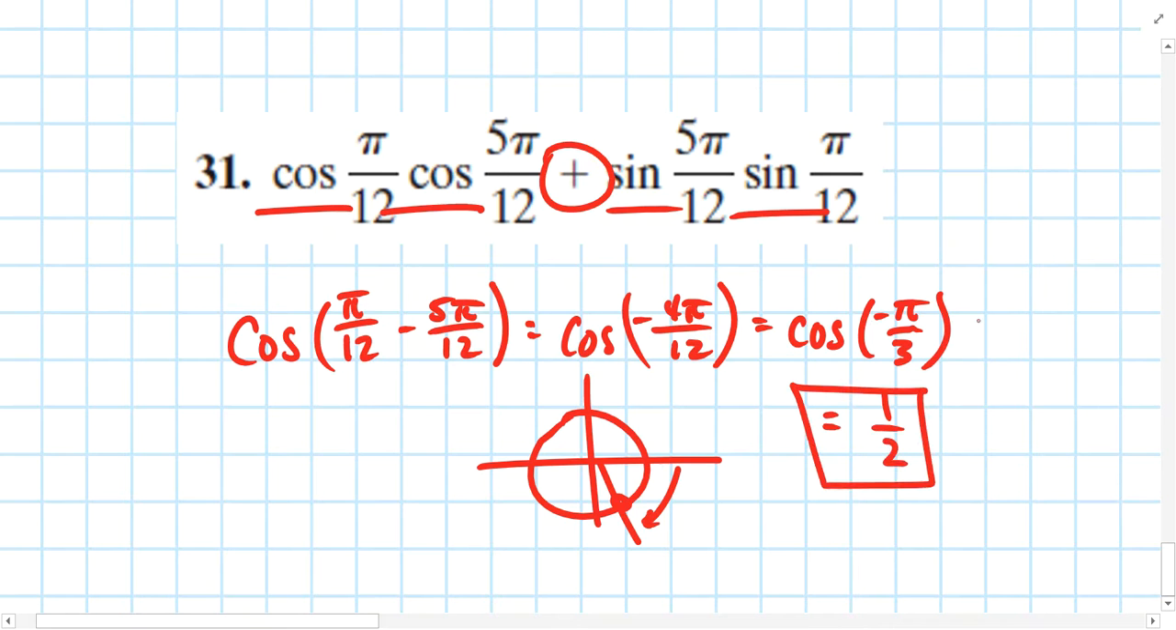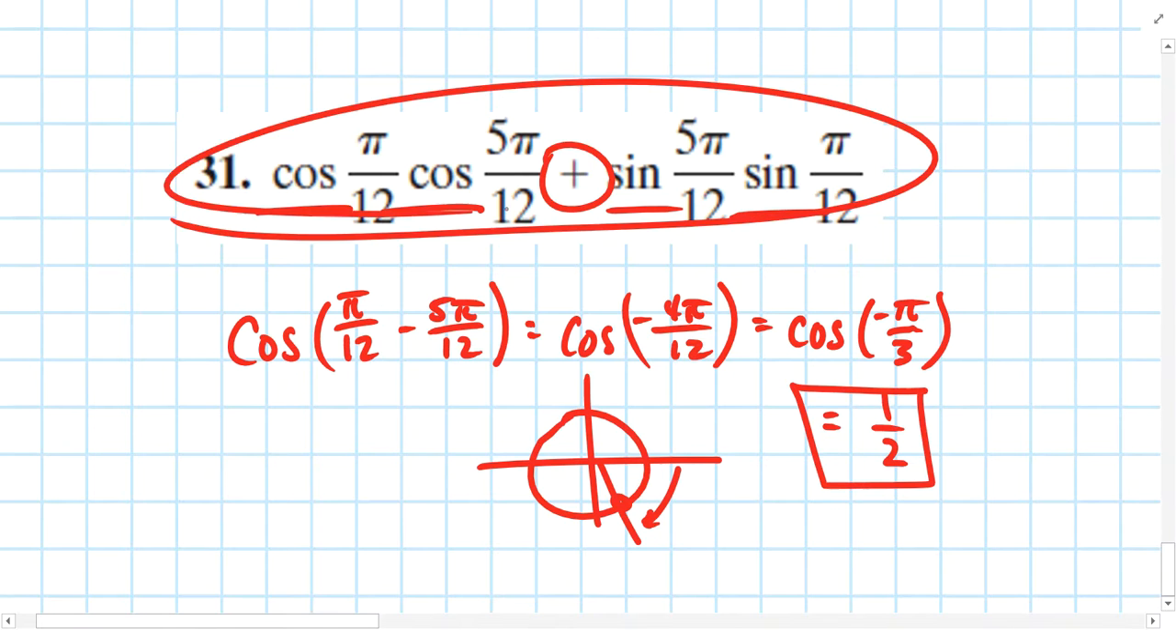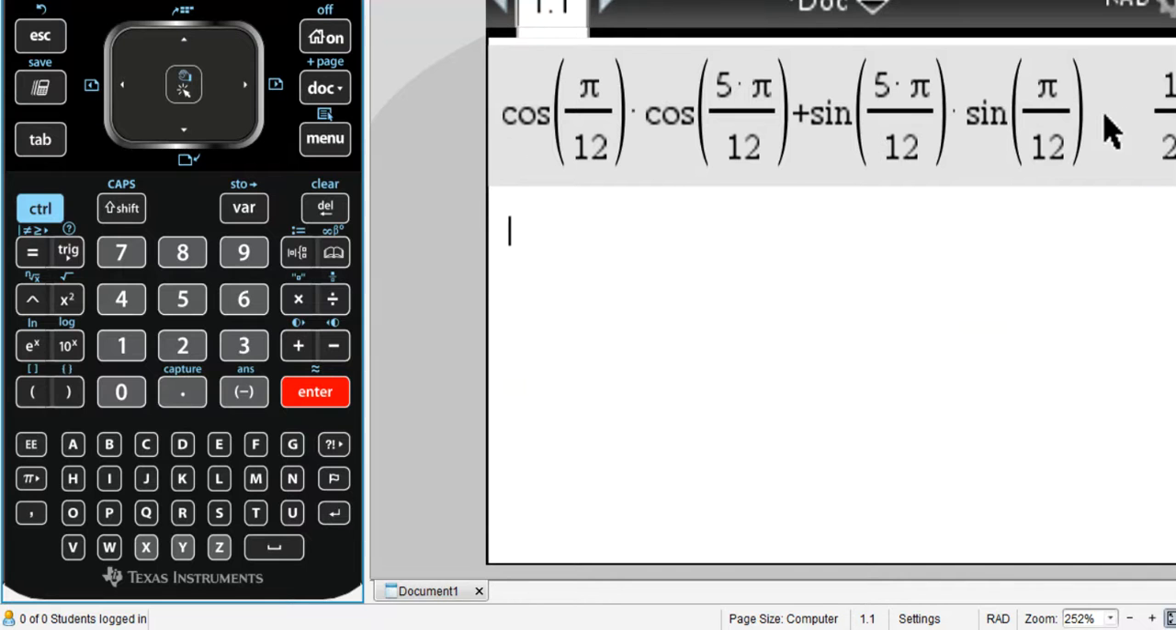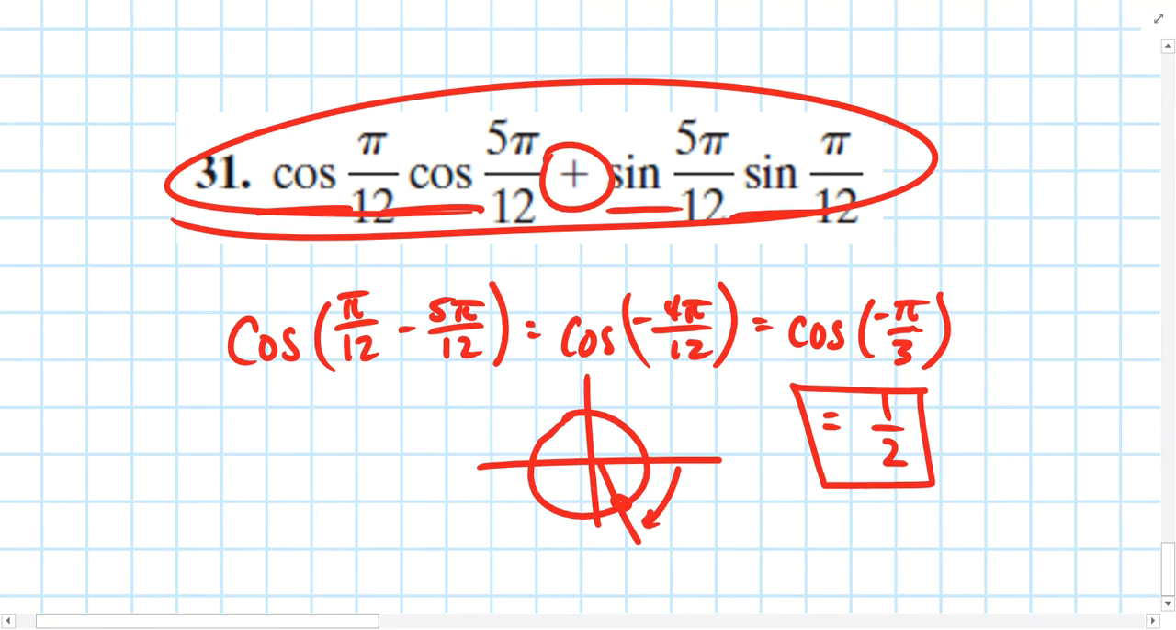is 1/2. And if you wanted to check your work by entering this expression into a TI calculator, we end up with this result here. I know that's right on the edge of your screen, but I have switched to radian mode in the calculator, evaluated each of these expressions, and the sum does come out to be 1/2.